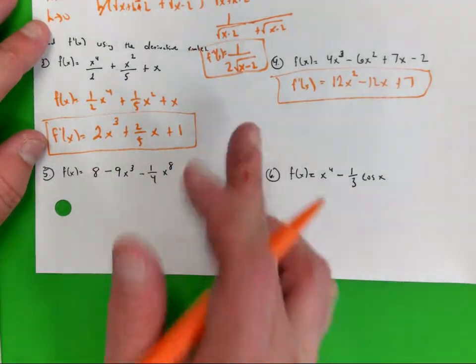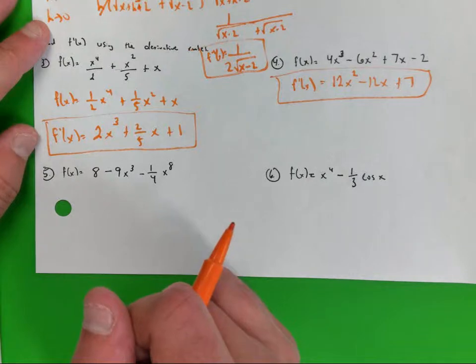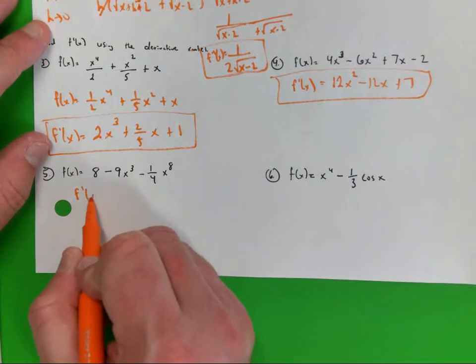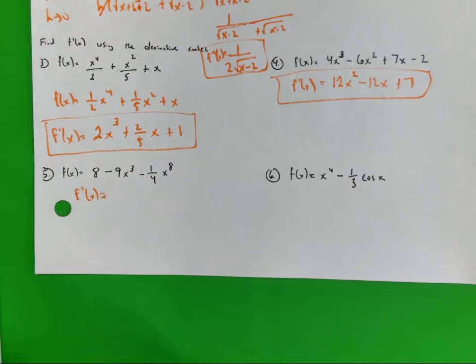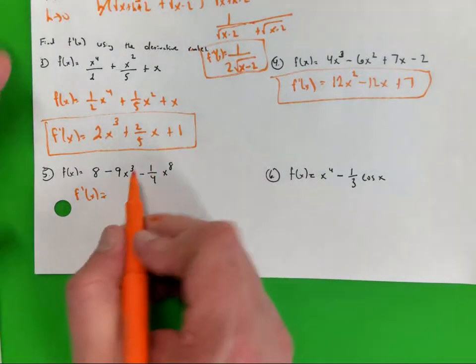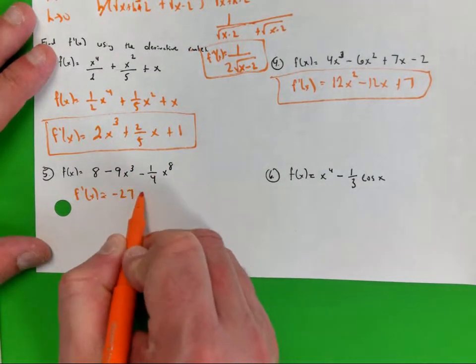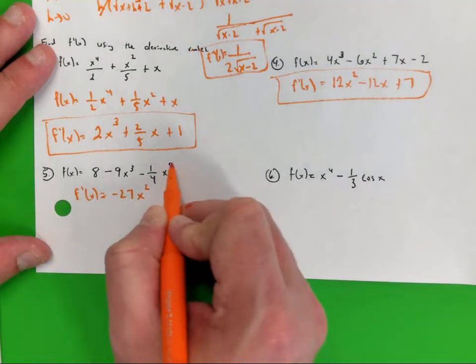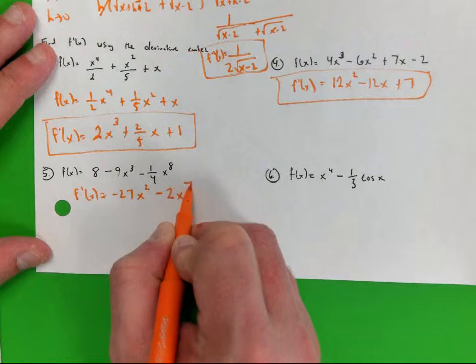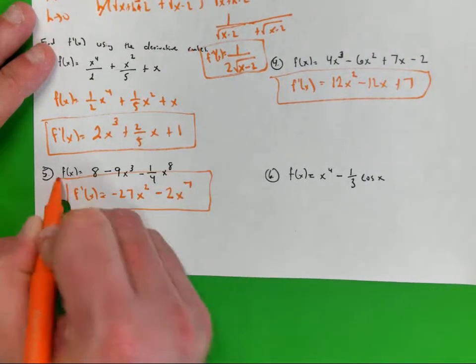Alright, number 5. How many terms do you have in there? 3. You're going to have to find the derivative of 3 terms. The first one, do we need to rewrite anything? Is anything causing us grief in that one? No. What's the derivative of 8? So did I put anything down? No. So the first thing would be negative 27x what? 8 times negative 1/4 is negative 2x to the 7th. That's your derivative.